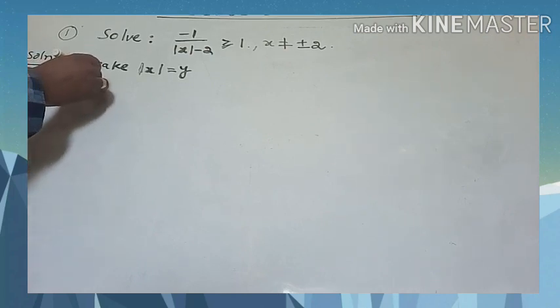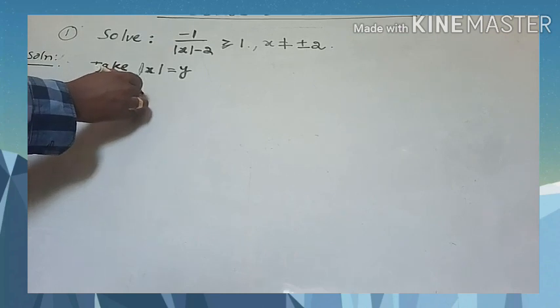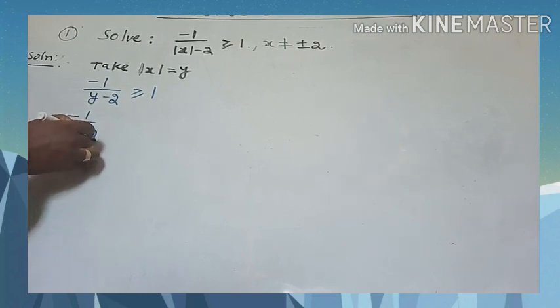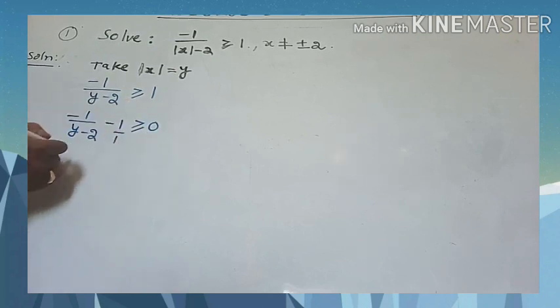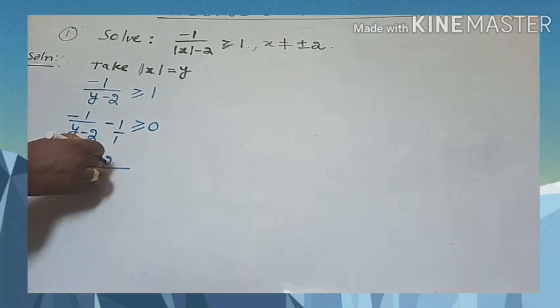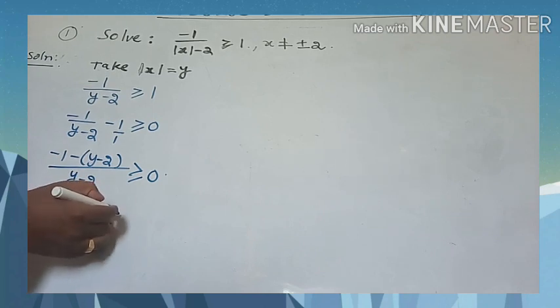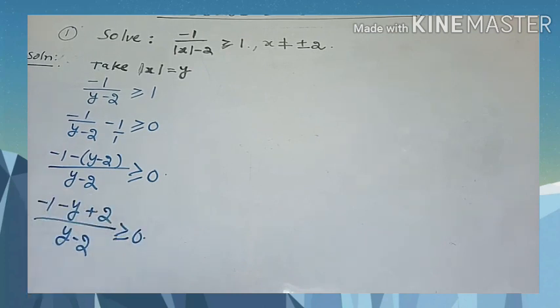Now, for solving this problem, take mod x equal to y. Now your problem reduces to minus 1 by y minus 2 greater than or equal to 1. Then minus 1 by y minus 2, minus 1, greater than or equal to 0. Now let us take the LCM: minus 1 minus (y minus 2), all by y minus 2, greater than or equal to 0. Now this becomes minus 1 minus y plus 2 by y minus 2 greater than or equal to 0.